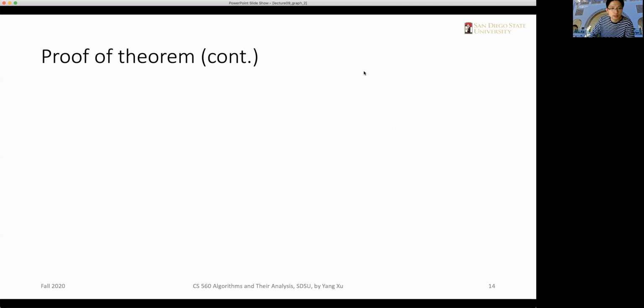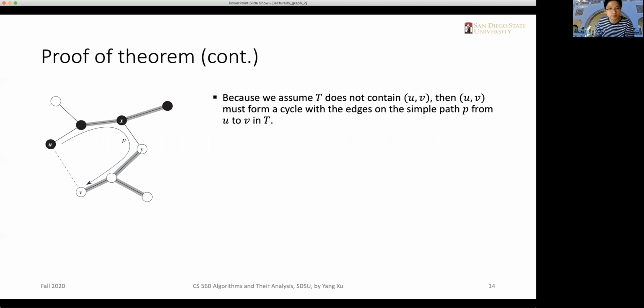Okay, so let's further look at the proof. Because the tree T does not contain U V, the U V edge must form a cycle with the edges on the simple path from U to V in the tree, because U V is not contained in the tree, but the tree must reach all the vertices. That's what a minimum spanning tree means, right? Given a minimum spanning tree, it must connect all the vertices. But U V is not included in the tree.